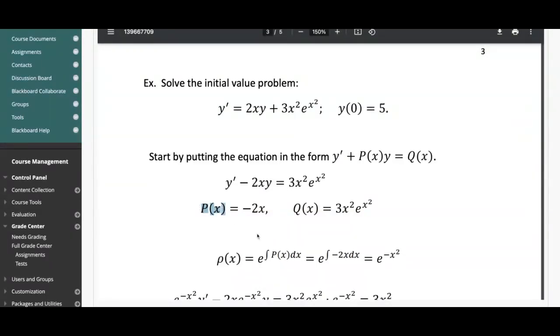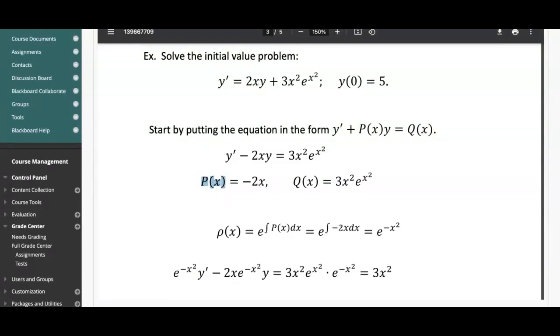Then we calculate our integrating factor, which is just e to the integral of negative 2x. The integral of negative 2x is negative x squared. So our integrating factor is just e to the negative x squared for this question.